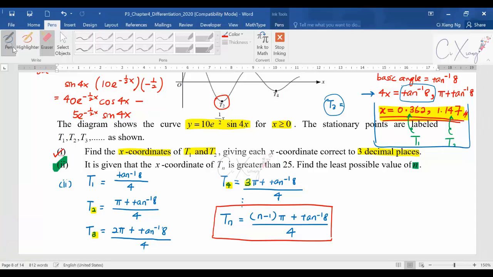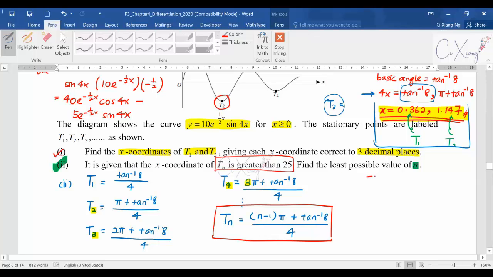Okay, so again, if I go to the question, what are they talking about? So they're talking about Tn is greater than 25. So that means Tn is more than 25, which means n minus 1 pi plus tangent inverse 8 divided by 4, and it is more than 25. Okay, so if you continue further, you want to get the value of n, right? So the n should be more than 32 point something. And n must be an integer, therefore n should be equals to 33.